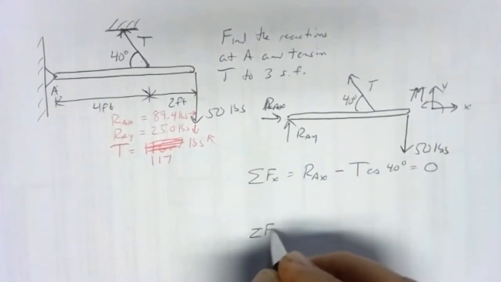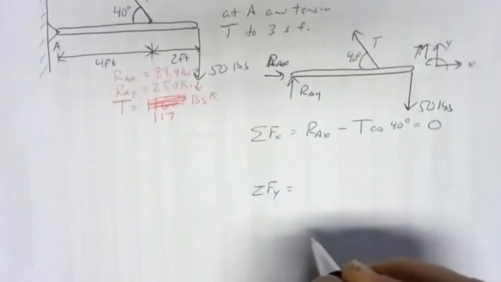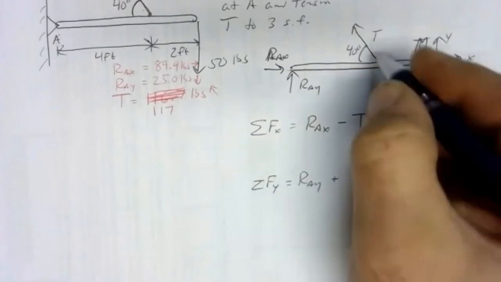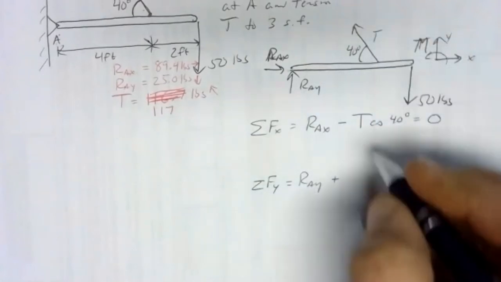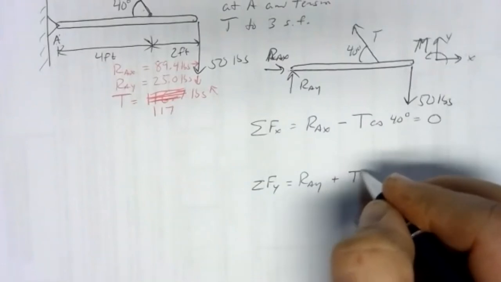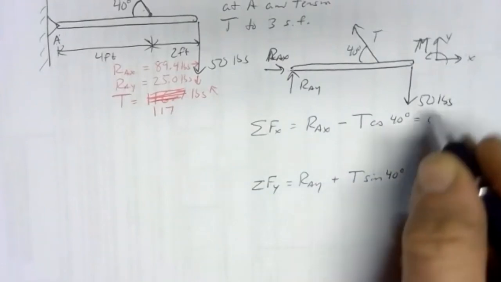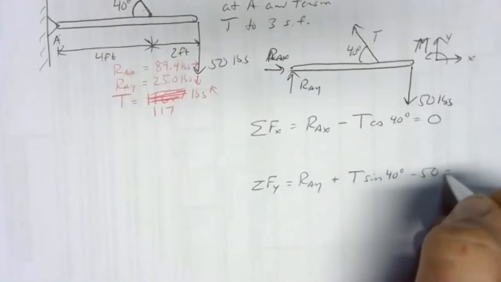We have our sum of forces in the Y direction. We have a positive RAY. We have the vertical piece of our tension. That's the opposite side, so that's going to be T sine 40. And then we have 50 pounds down.